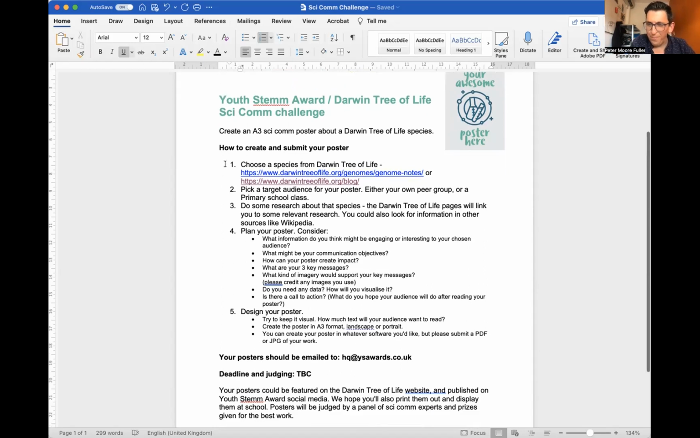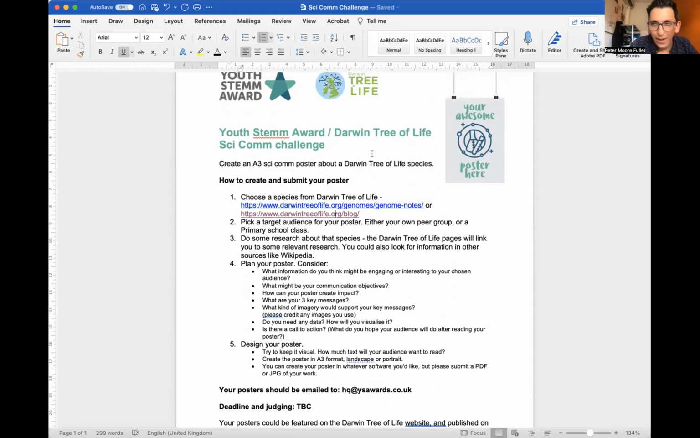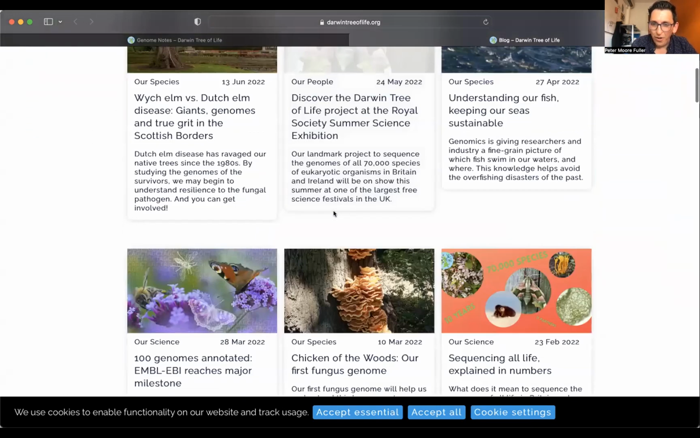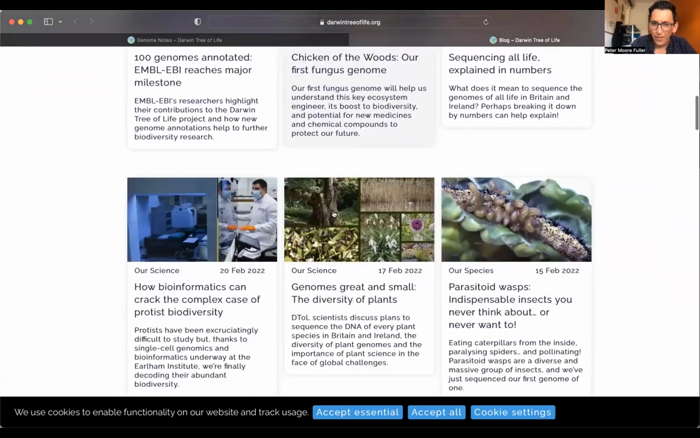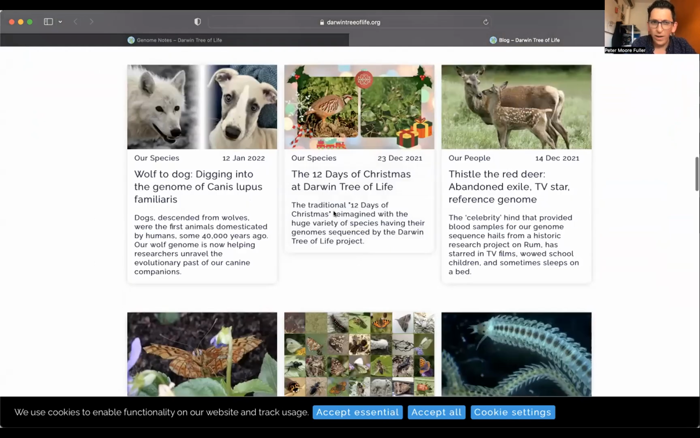So the first step is to choose a species from the Darwin Tree of Life project. Now, I hope you're aware of Darwin Tree of Life. If you're not, you will be after this conversation. But there's a couple of links here that you can follow, which will take you to some lovely websites like this one, and this is the blog for Darwin Tree of Life, and you can have a look in here. It's all about genomics and different creatures and plants and fungi and things like that. You can go in here and find some inspiration, find a species that you're interested in.